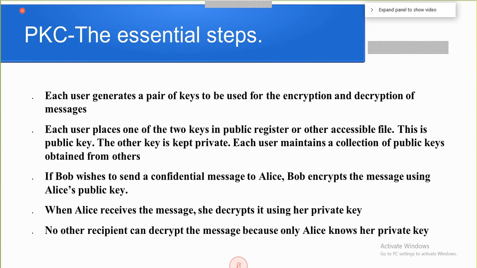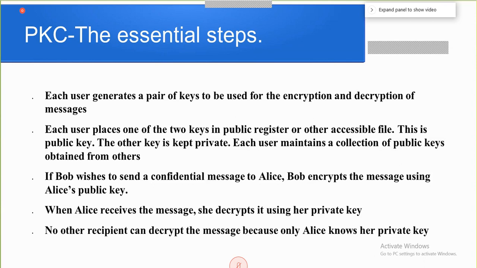Suppose instead this is encrypted using Bob's private key. What will happen? Everybody in transmission can see the ciphertext, and since it is encrypted using the private key of Bob, and everybody knows the public key of Bob, everybody can see the corresponding plain text.